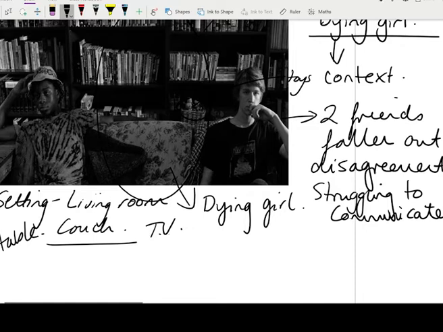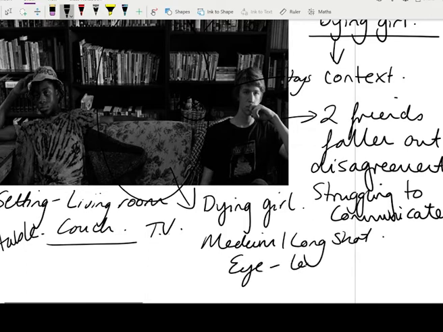Technical aspects. It's a medium long shot. It's at eye level, which helps us get close to them and see them as equal.